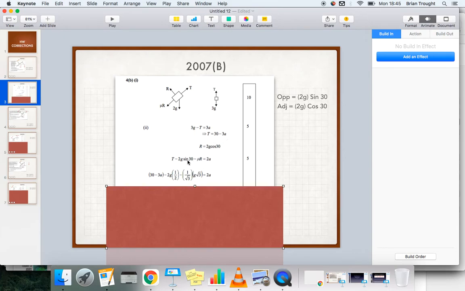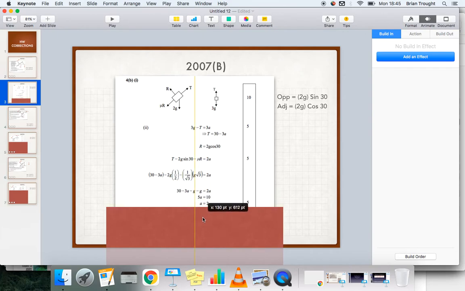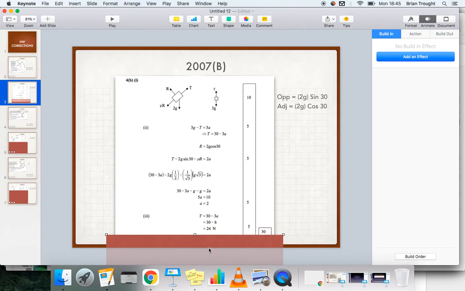T is 30 minus 3a, they've put that in there. Mu is 1 over root 3, and R is 2g by cos of 30, which is g root 2. It's equal to 2a. Solve for a, and a is equal to 2, and then sub that 2 value back into that equation to get the T. T is equal to 24 newtons, roughly. You'll have slightly different values to that, but if you're around the ballpark for those, I would say the question is correct. Okay, number 2.